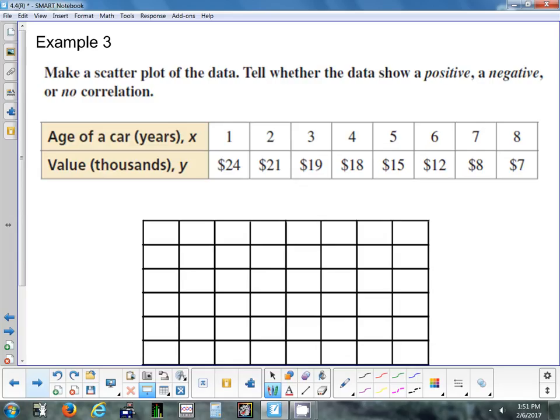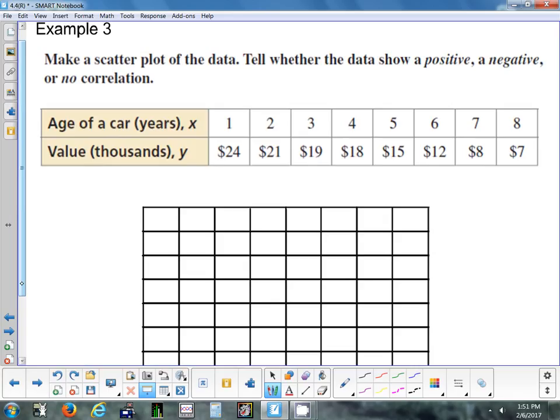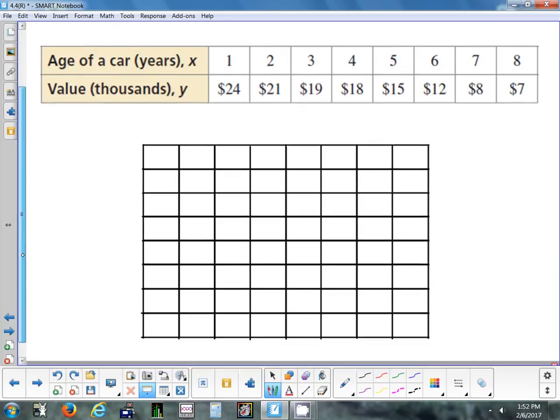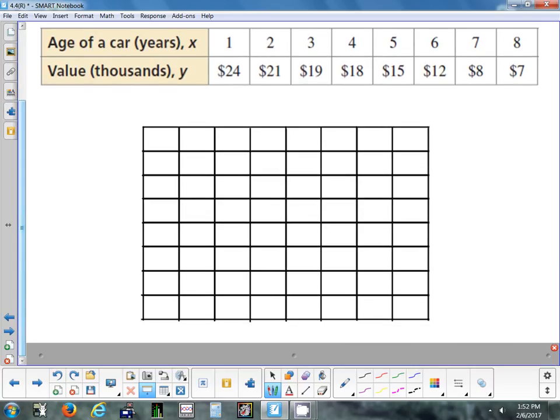Okay, what's a couple things that I need to do here if I want to make a scatter plot using this grid? Label things. Yeah, I've got to label things. Probably the best thing to start with is labeling my grid lines, okay? Because I don't have any labels.